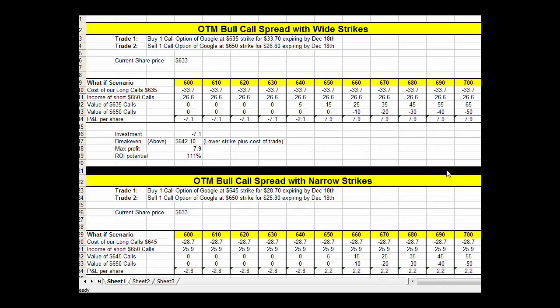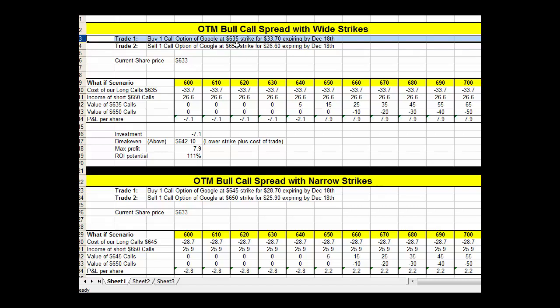So what you're looking at here is profit and loss tables for our Google bull call spread. I've actually done 3 versions, and I'm just going to talk you through the very first one. We're going to upload this spreadsheet to the members area of the website, but we're going to show you the difference here about picking different strikes. This is an out of the money bull call spread with wide strikes, so this is the trade we just talked about.